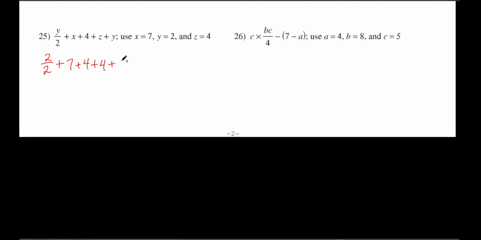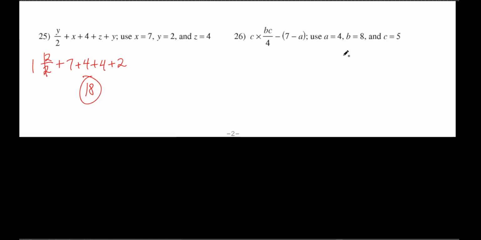Plus y, which is 2. Now it's actually really easy. That looked difficult at first, didn't it? But it turned out to be really simple. What's 2 over 2? It's a 1, isn't it? Okay, and now we just add these together. 1 plus 7 is 8, plus 4 is 12, plus 4 is 16, plus 2 is 18. So it looked kind of complicated. It turned out to be not that bad.